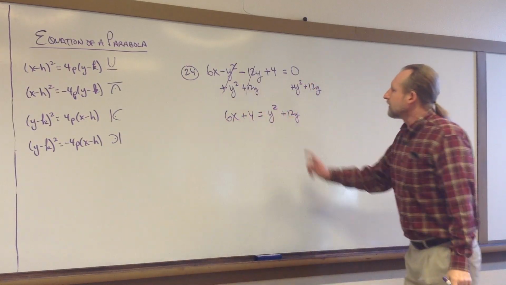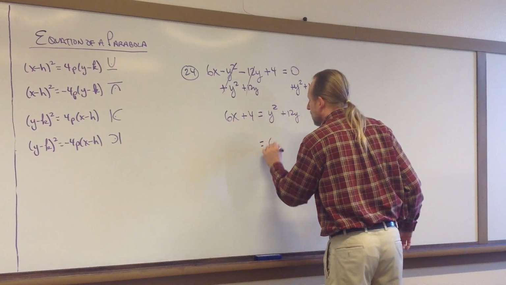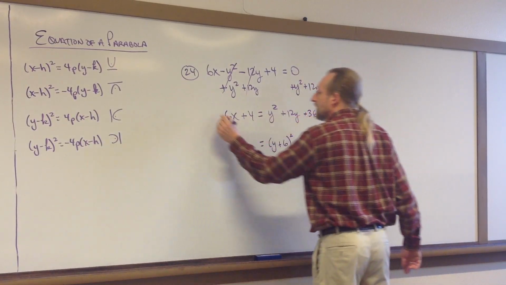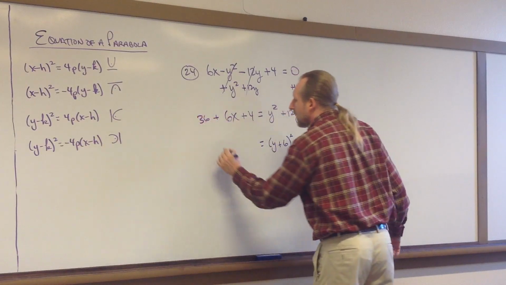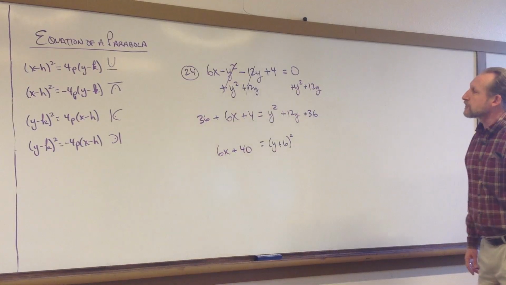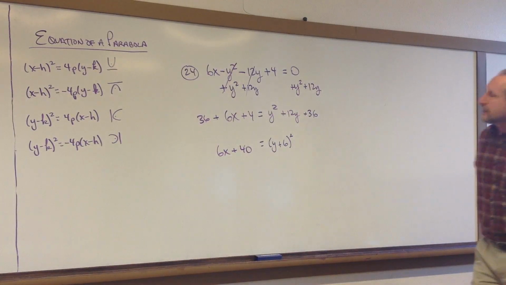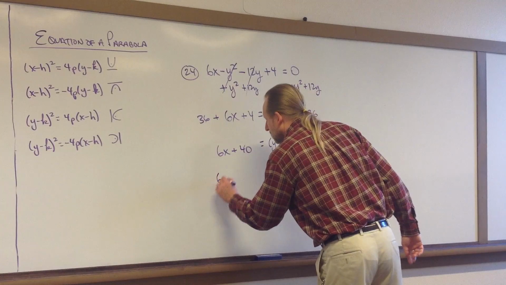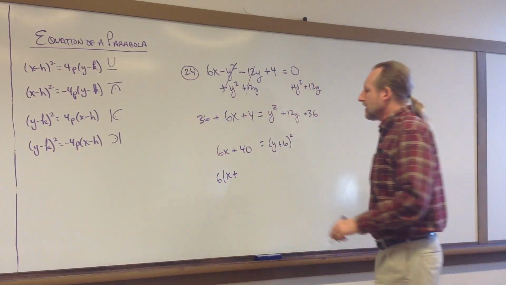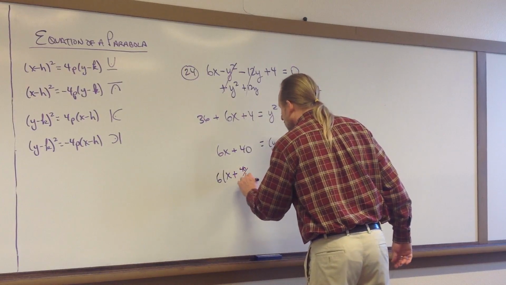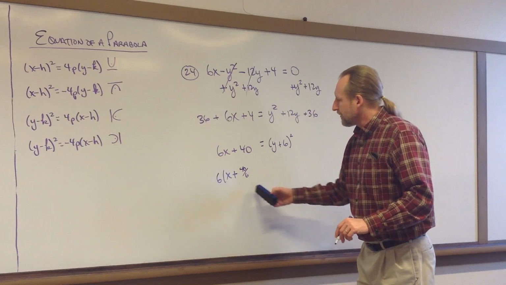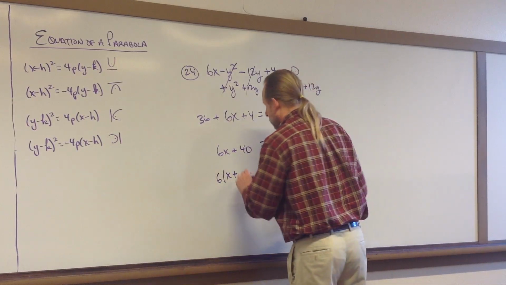Okay, so this is going to be y plus 6 squared, which means we're going to need a 36 on either side to make that balance out. Now let's factor out the 6 plus 40 over 6. So 40 over 6, because when you multiply back through, that'll give you 40. These are both divisible by 2. This is 20 over 3.